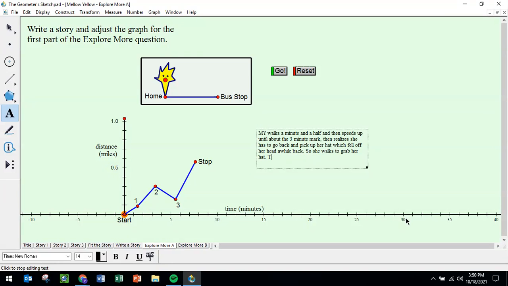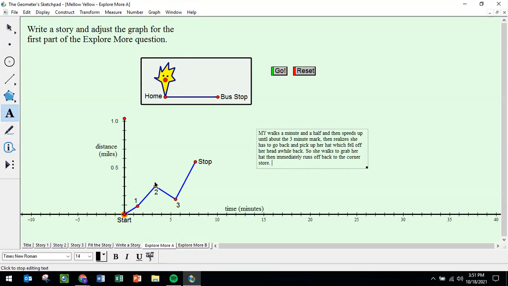Then immediately after she walks back to grab her hat, does she run back? Does she go slowly? No, it looks like she's going pretty quickly, pretty speedy. Immediately runs off back to the corner store. That would be this story. And that's about it. That is reading different graphs.